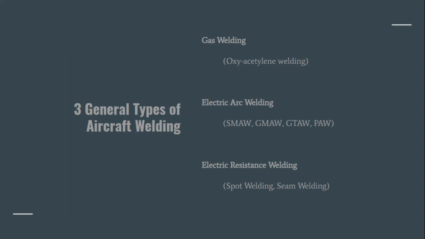There are three general types of welding, namely gas welding, electric arc welding, and electric resistance welding. Each type of welding has several variations, some of which are used in the construction of aircraft. Additionally, there are some new welding processes that have been developed in recent years that are highlighted for the purpose of information.